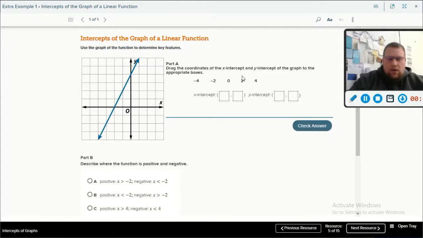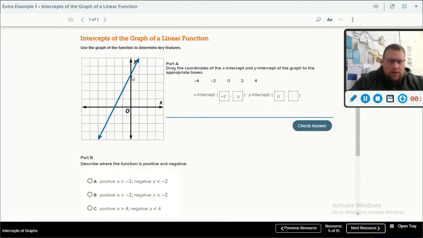So drag the coordinates of the x-intercept and y-intercepts of the graph to the appropriate boxes. Let's see right here. We see our x-intercept is on the x-axis. It's right here, which looks to be -1, -2. So that's going to be at x equals -2 and y equals 0. And remember, I can go ahead and plug that 0 in for the x value on the y-intercept. It's always 0 at the y on the x-intercept, always 0 at the x on the y-intercept.